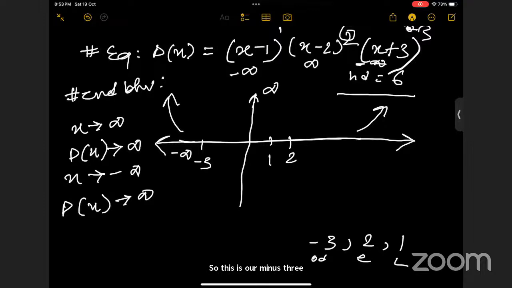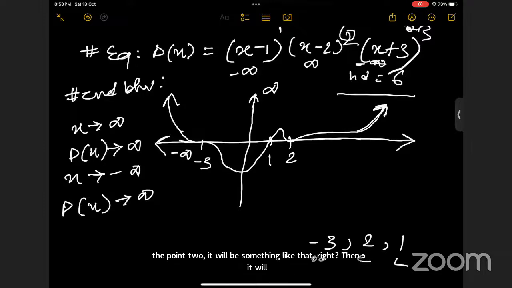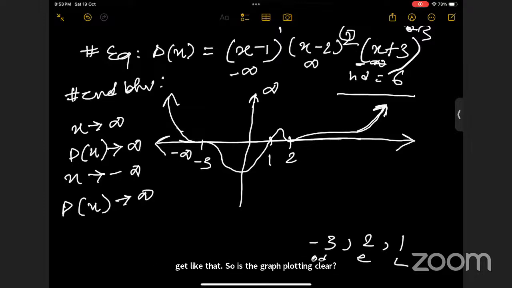Okay. So if the exponent is odd, then we know the graph will be like that in this place, right? And then at the point 1, the graph will cut the axis. That means in this way. And at the point 2, it will be something like that, right? Then it will get like that. So is the graph plotting clear? In this example, at least?